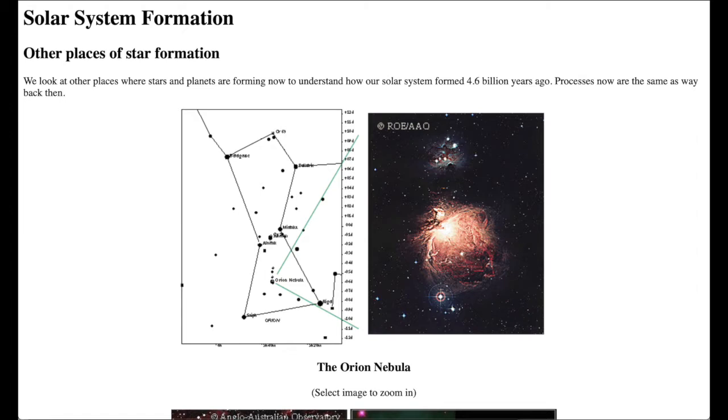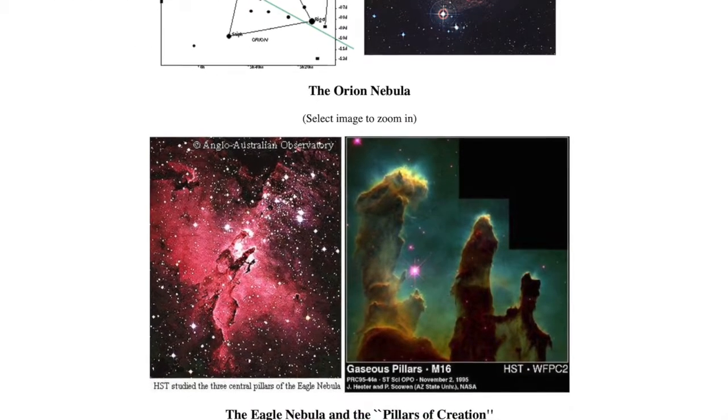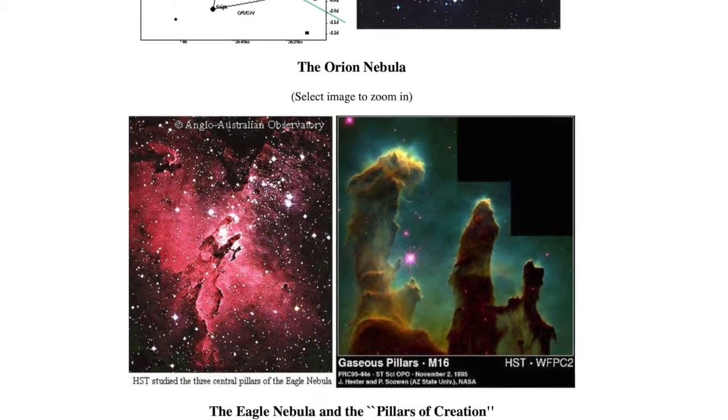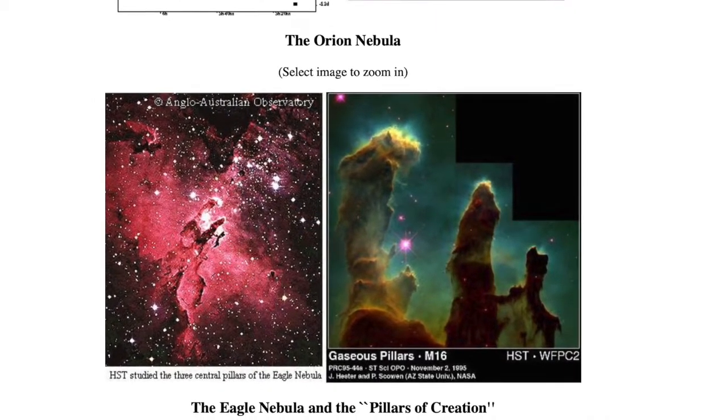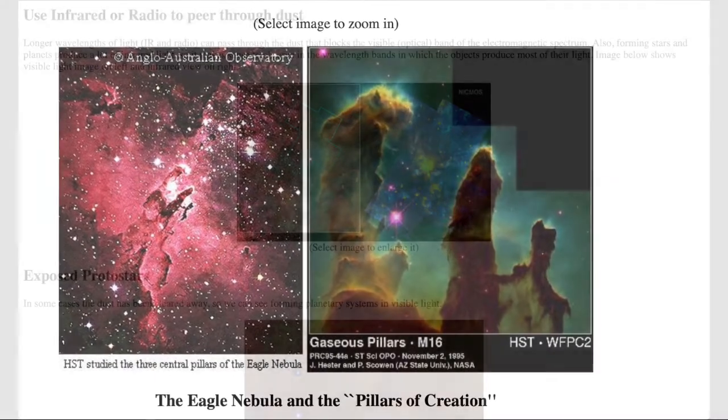It's like you observing babies being born today to understand how it was like when you yourself were born. The Orion Nebula and the Eagle Nebula are two well-studied examples. The tiniest fingers or nodules sticking out of the so-called pillars of creation in the Eagle Nebula are several times larger than our entire solar system.